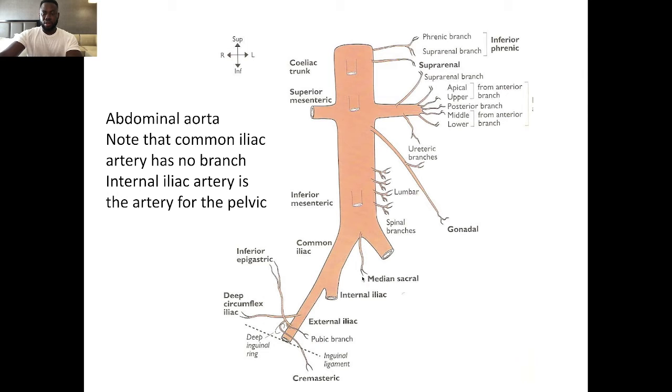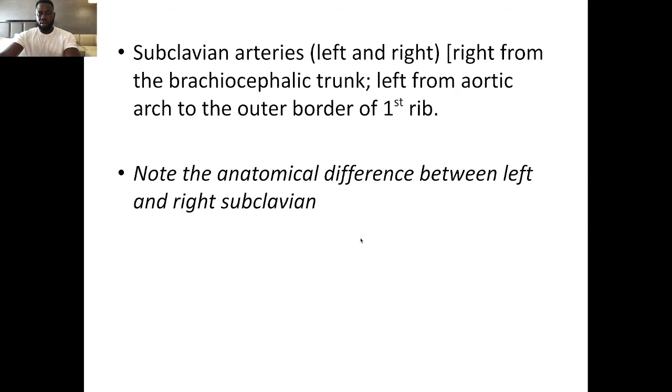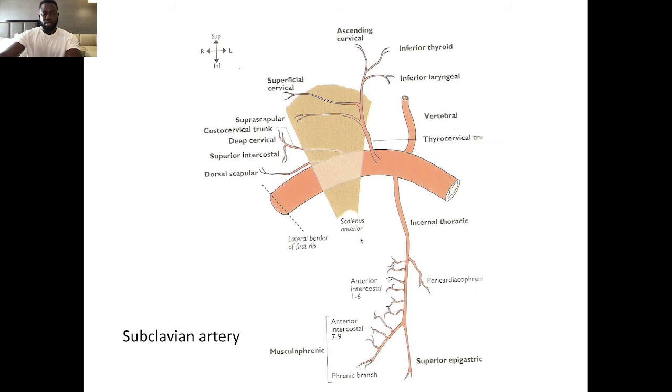Also we have one branch that I nearly forgot, the median sacral branch. This median sacral branch is at the back, and then it goes anterior to the coccyx. So that's the median sacral branch, supplying the sacrum and the coccyx.